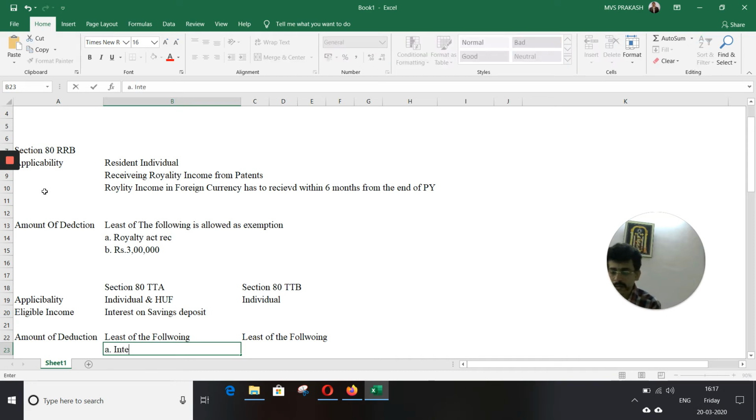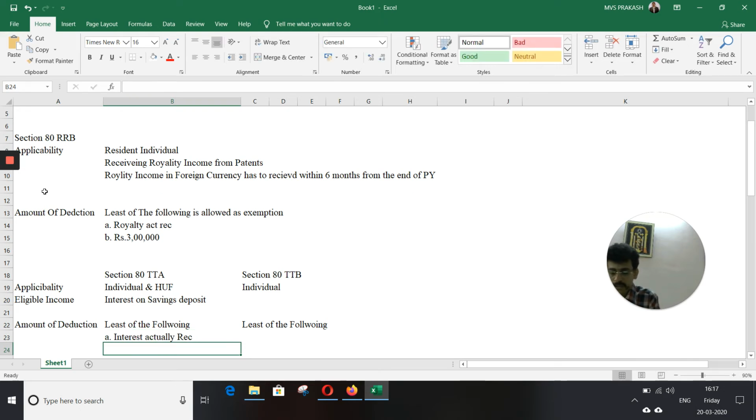One is the interest actually received, which I have to consider. Then the next one is rupees 10,000. Whichever is least is allowed as deduction.